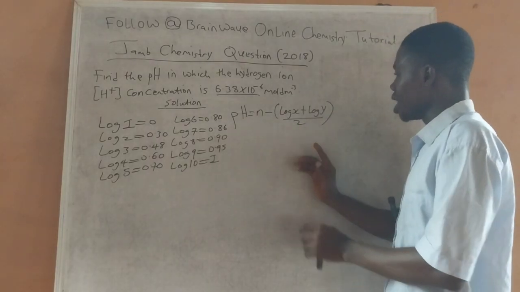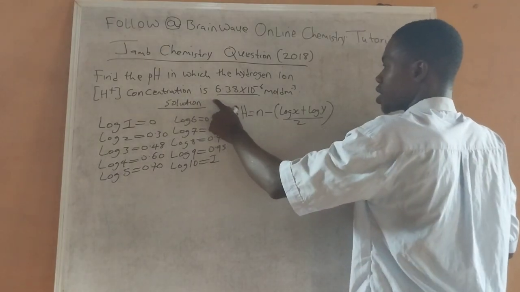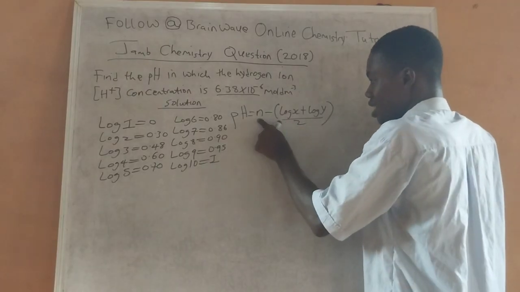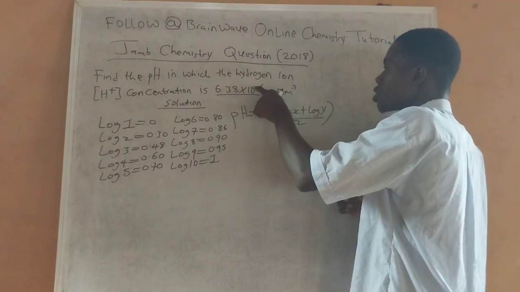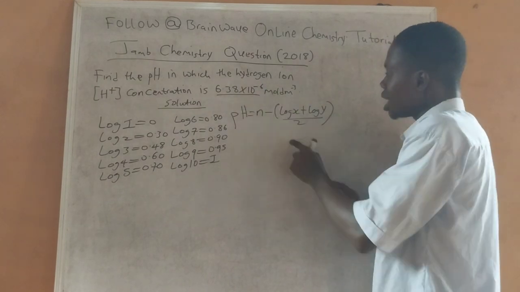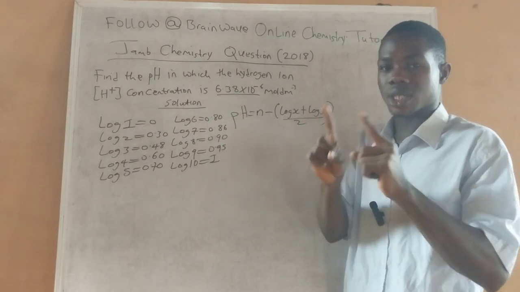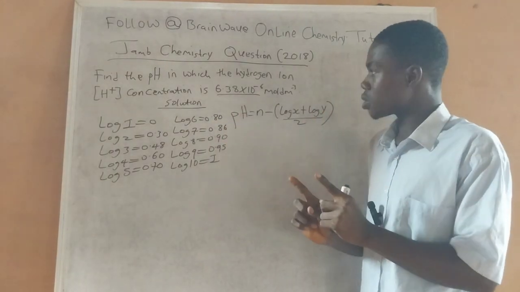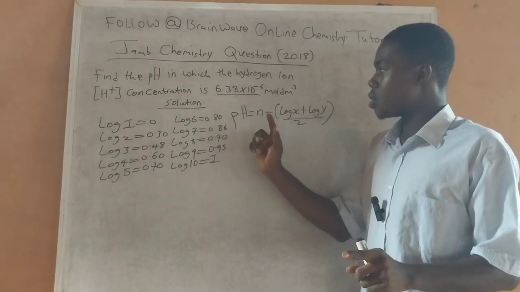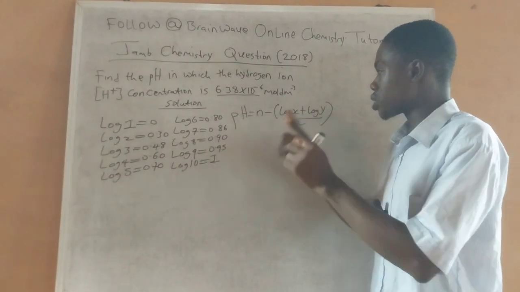But before I solve this, let me explain this formula for us. The hydrogen ion concentration they give us is 6.38 times 10 raised to the power minus 6. The n in this formula is the power, which is raised to the power minus 6, but you leave the sign and pick only the 6. Now, log 6.38 is in between log 6 and log 7. Don't forget, earlier on I said that there's nothing like log 6.38, but now I'm telling you that log 6.38 is in between log 6 and log 7.